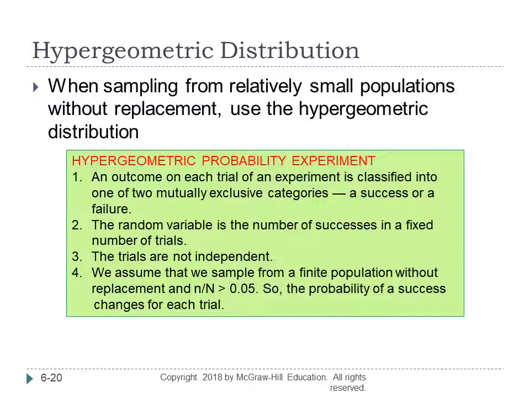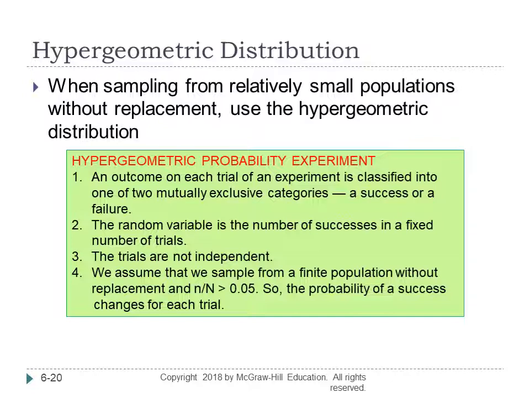But here, number 3 is the main difference: the trials are not independent. And that is because you're sampling without replacement. The trials are not independent. The probability will change every time you pick an item from the population.